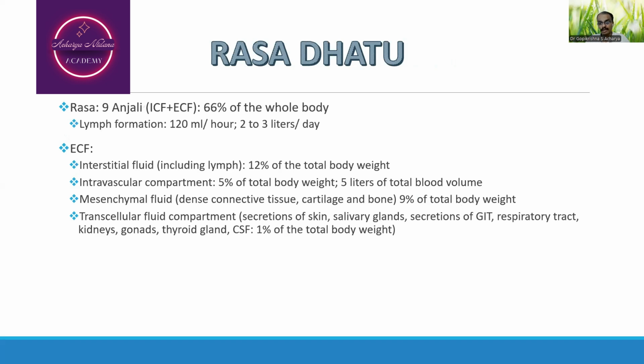When you think about the different tissue levels, Ayurveda says 7 dhatus are present. Among that, the first one discussed is Rasa Dhatu. It is mentioned to be of 9 Anjali Pramana. That can be either intracellular fluid or extracellular fluid, which is 66% of the whole body weight. It can be considered as Rasa Dhatu itself, which includes the lymph.